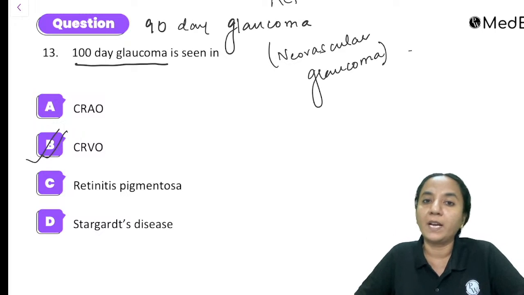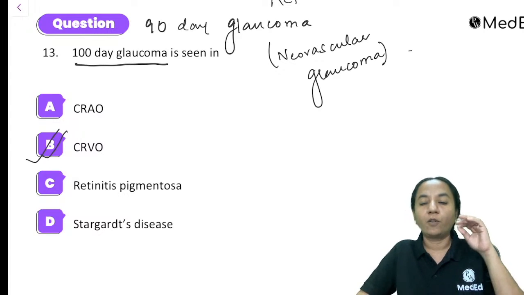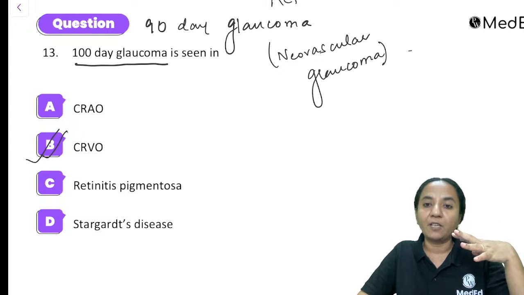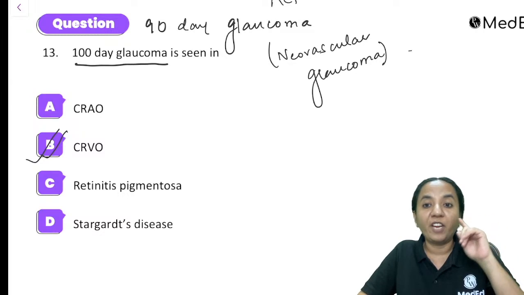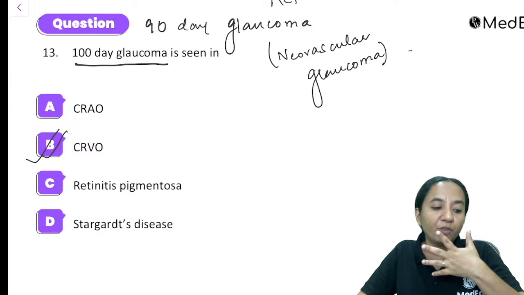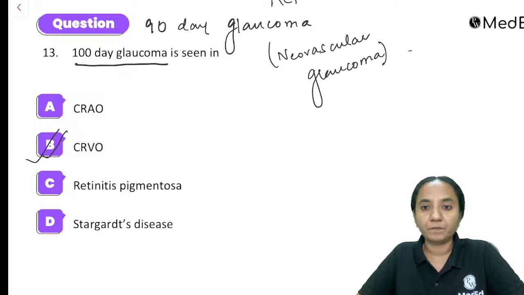90-day glaucoma or 100-day glaucoma, which happens. So neovascular glaucoma occurring as a complication of central retinal vein occlusion. It happens after about 3 months and hence the name.